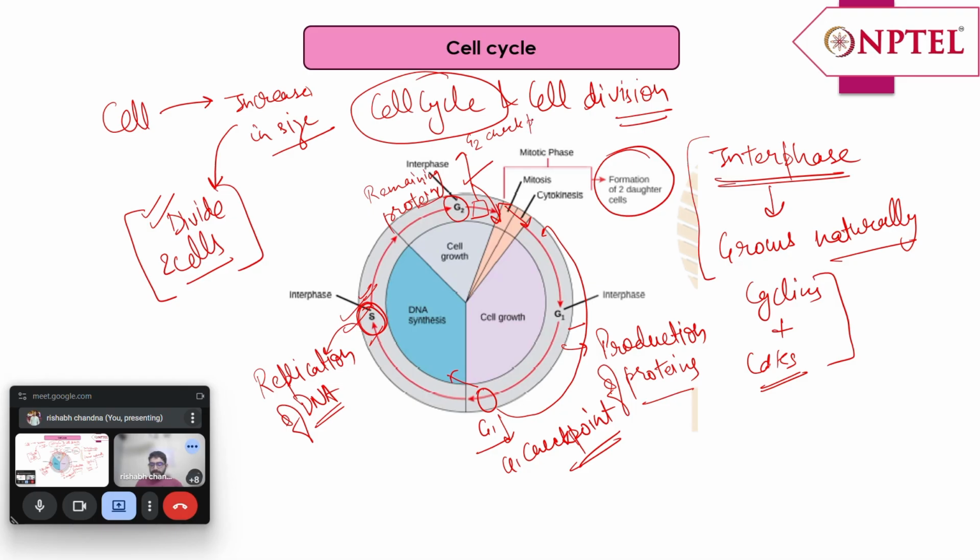Now the second checkpoint that comes is the G2 checkpoint. This tells that the cell is ready for mitosis, or ready for division. And the last one is the M checkpoint, which checks whether the division is taking place properly or not. So these are the three main checkpoints involved in a cell cycle. Okay, is it fine?